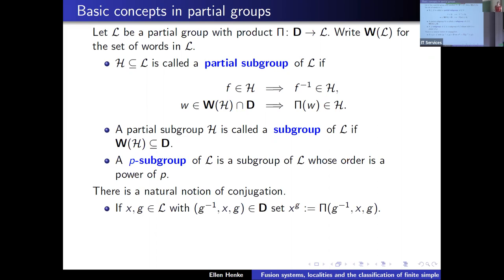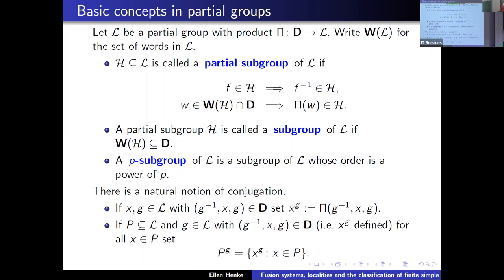There's also a natural notion of conjugation, but conjugation is of course not always defined because the product is not always defined. But if g inverse x g is in D, then we can naturally define the conjugate like that. And similarly, as we do it in groups, we can also conjugate subsets, provided, of course, this is all defined. And if I write such a thing, I usually mean implicitly that it is defined.